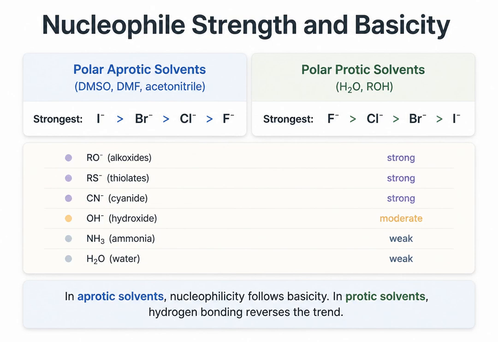Nucleophile strength depends on the solvent. In polar aprotic solvents like DMSO, which don't form hydrogen bonds, nucleophilicity follows basicity, so the order is iodide, bromide, chloride, fluoride.